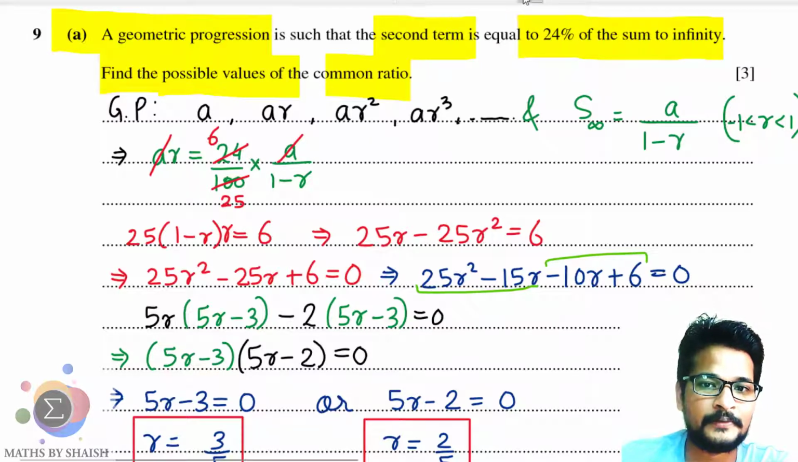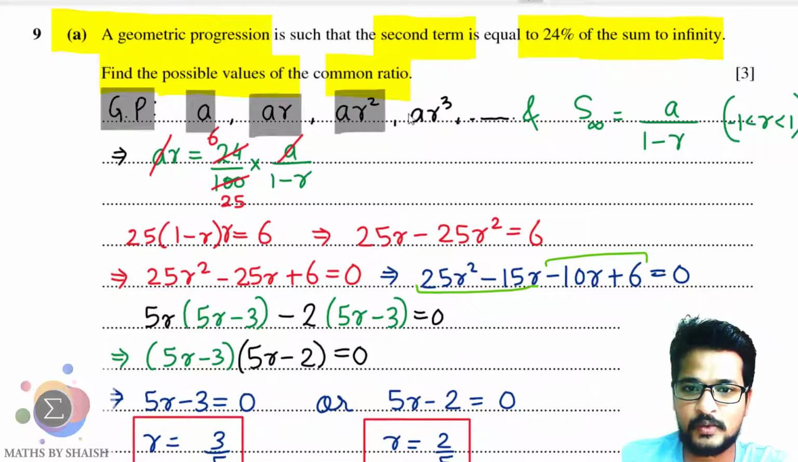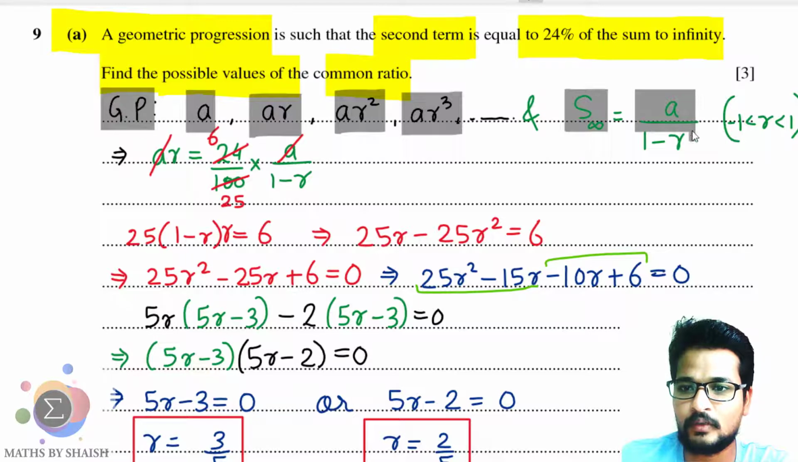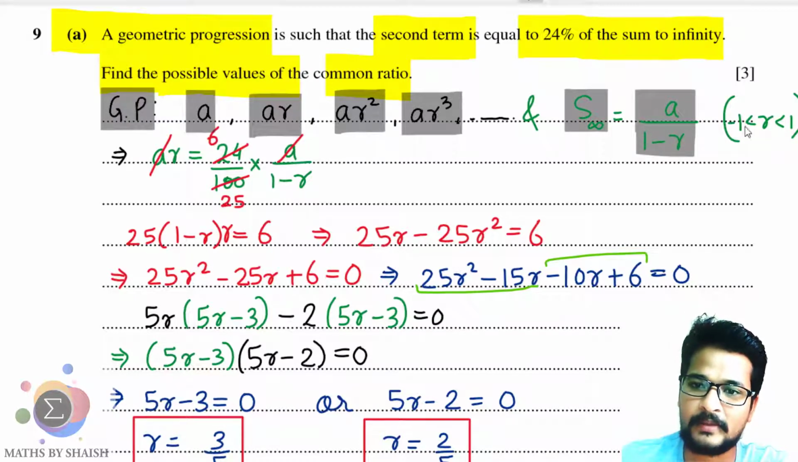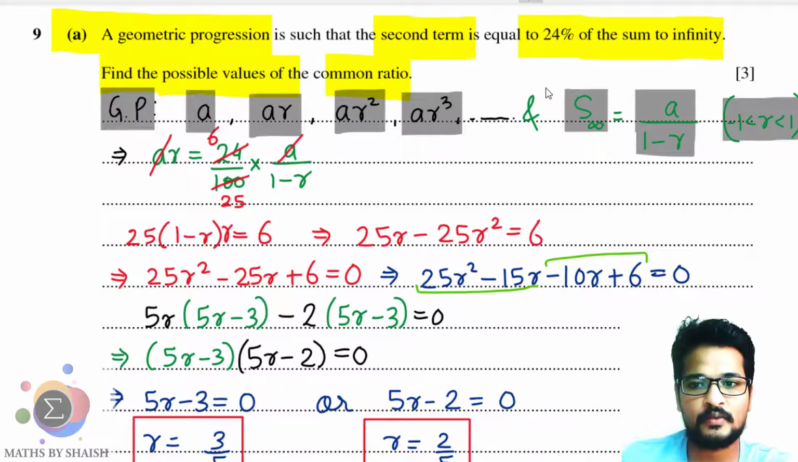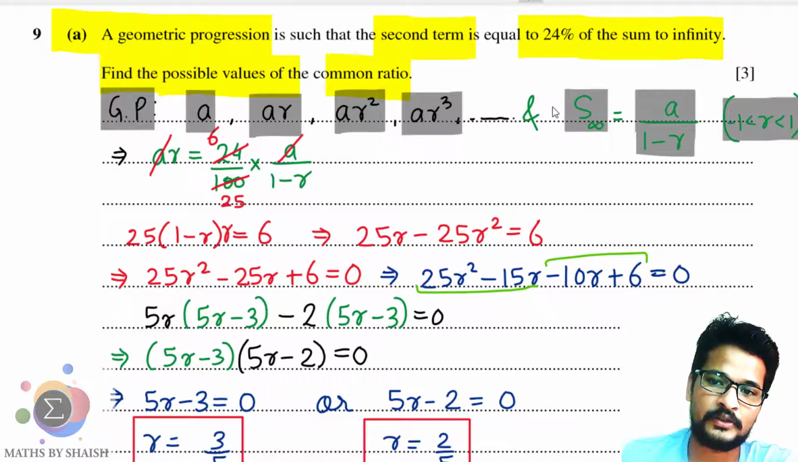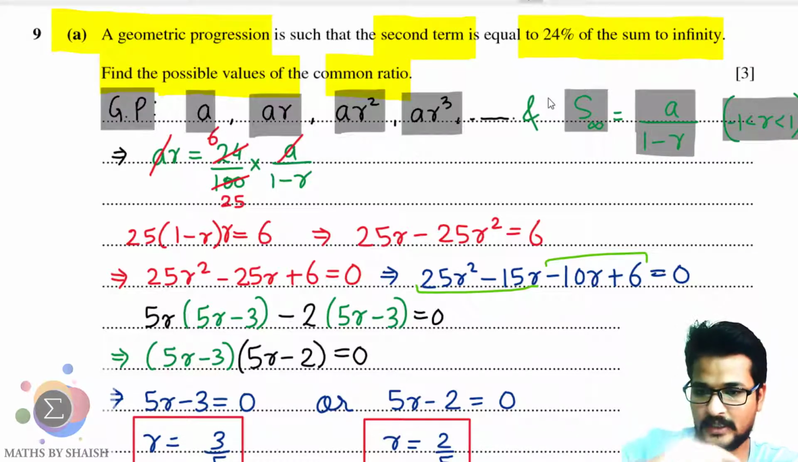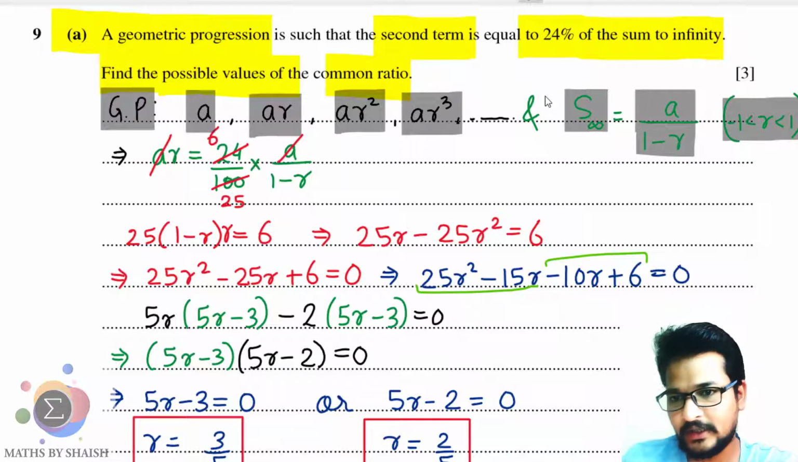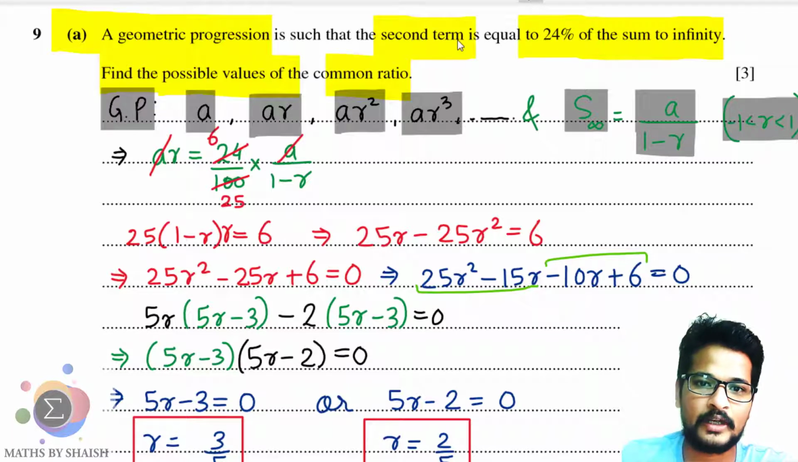So here we have a GP, and in a GP we have a, ar, ar square, ar cube, and so on. And the sum to infinity is a over 1 minus r, where r has to be in between 1 and minus 1. Because if r is greater than 1 or less than minus 1, it would be an infinite sequence. If you add, we will get either minus infinity or plus infinity. So that's why it has to be in between minus 1 and 1.